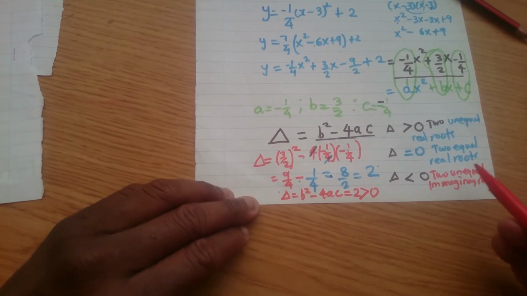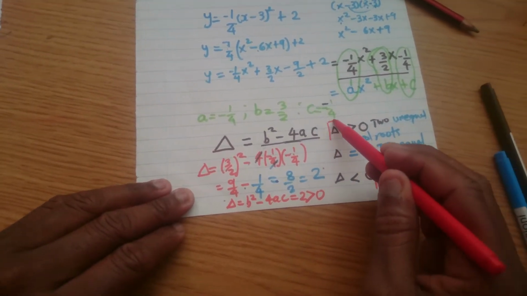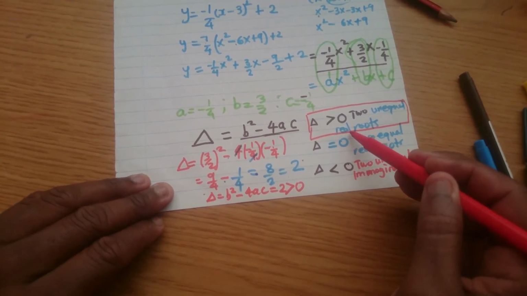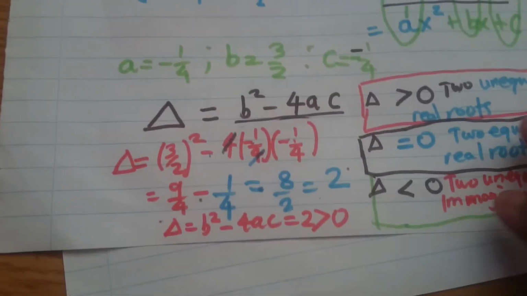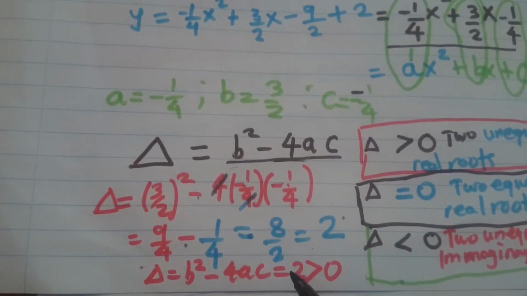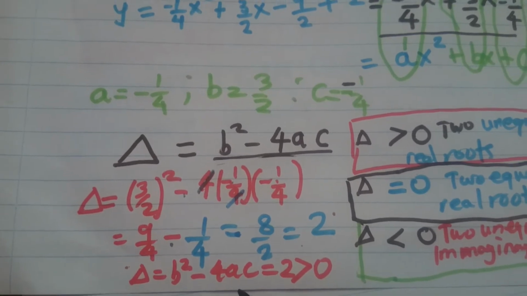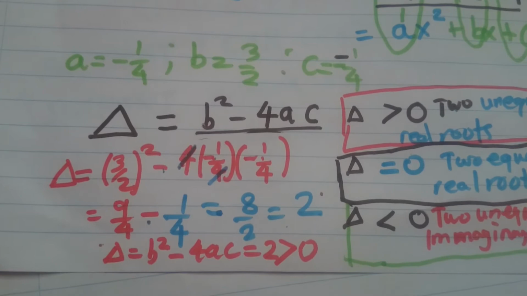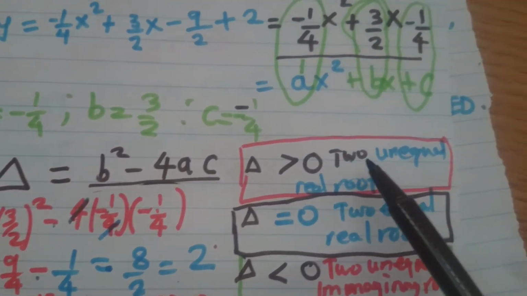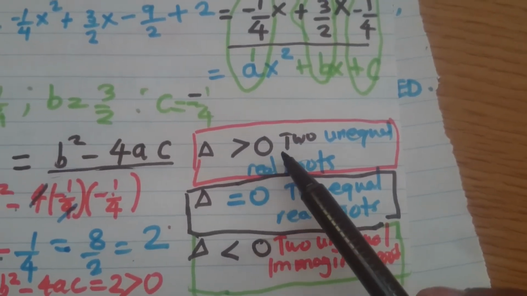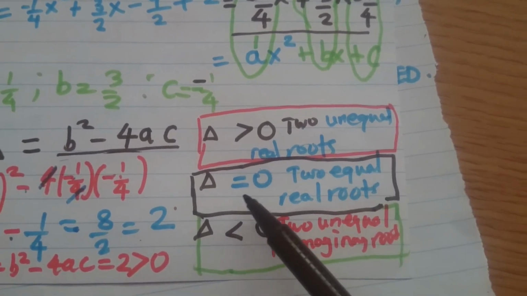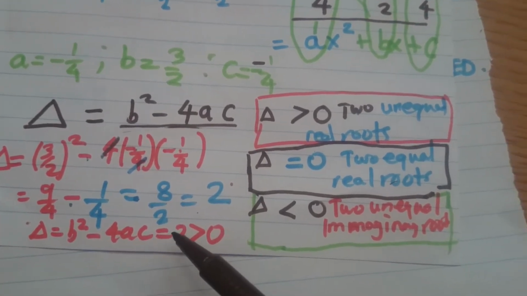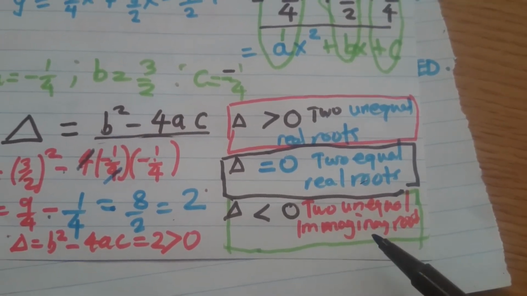So when it's greater than 0, we check here. If it's greater than 0, you see this condition here? It has 2 unequal real roots. Since b squared minus 4ac is greater than 0, we say 2 unequal real roots. But if it's equal to 0, we say 2 equal real roots. And whatever you get, if b squared minus 4ac is less than 0, then it's 2 unequal imaginary roots.